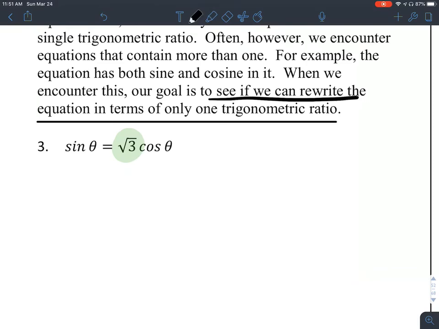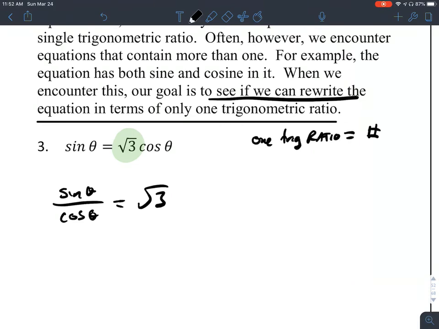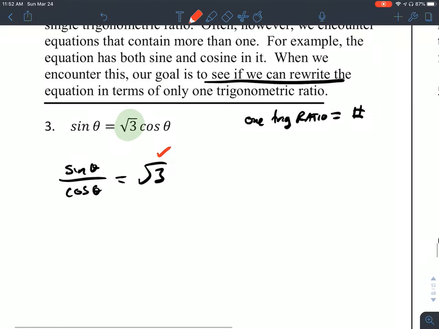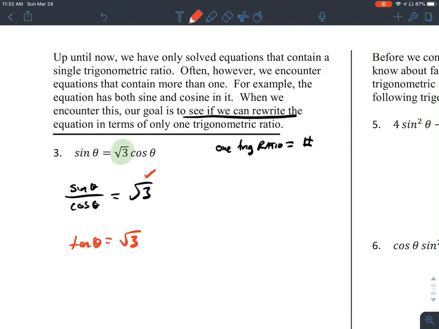I'm going to divide both sides by cosine of theta. It's going to give me sine of theta over cosine of theta equals square root of 3. Are we finished? No. There are two goals here. We want one trig ratio. We want it equal to a number. We got the right side part correct. It's equal to a number. The left side is not one trig ratio. But I hope that you remember that sine over cosine is tangent. So tangent of theta is the square root of 3.